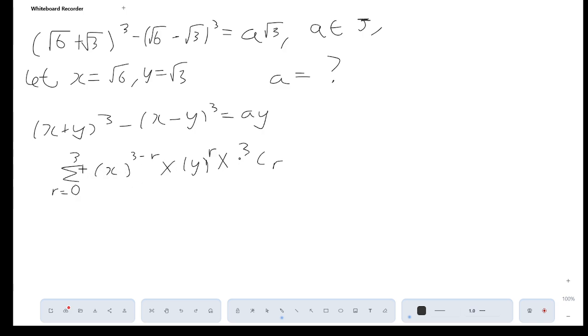So, now we have this. The sigma notation means summation, by the way. Now we can derive the formula x cubed plus 3x squared y plus 3xy squared plus y cubed by just applying the formula. So how did we do this? We just sub in r equals 0 at first.